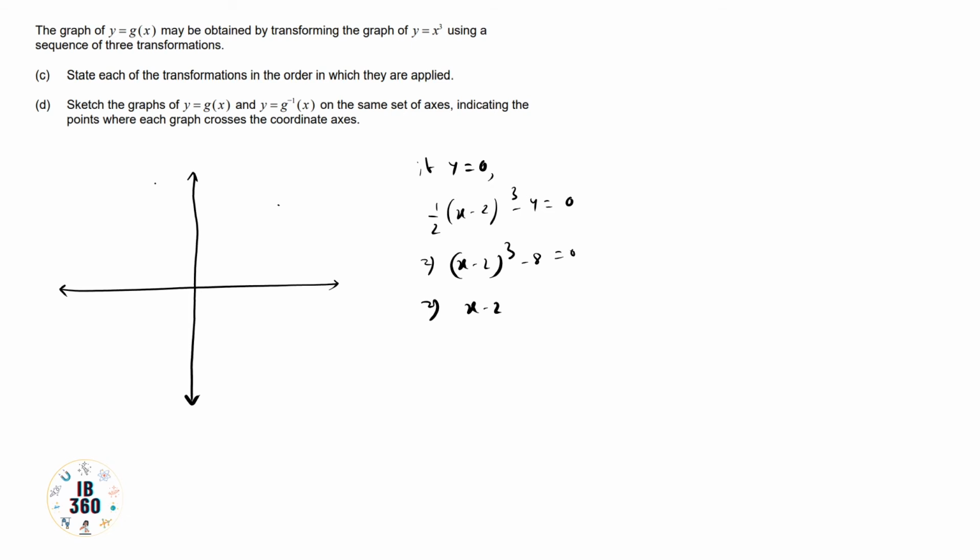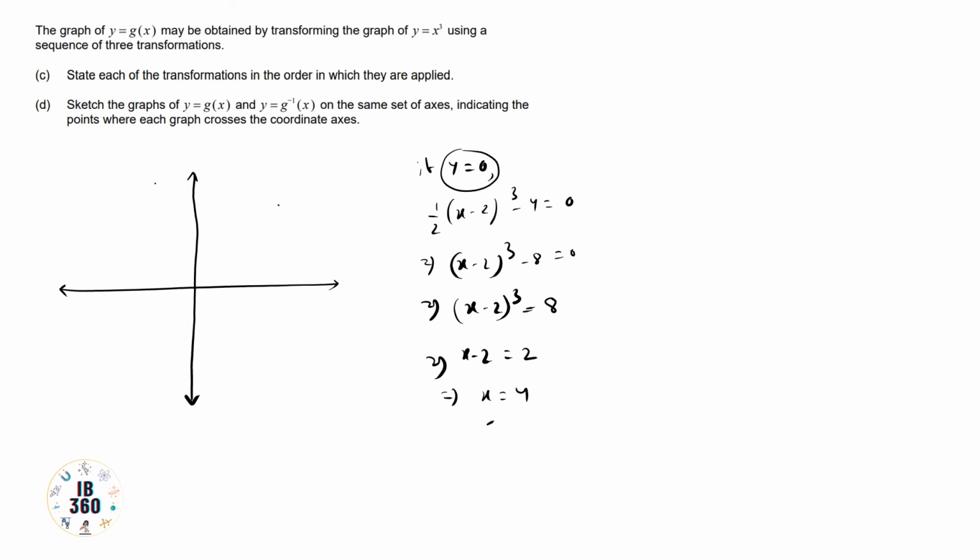So we are getting (x minus 2) whole cube equals to 8. If it is equals to 8, then obviously x minus 2 equals to 2 and x equals to 4. So at y equals to 0, the value of x is 4, or vice versa, when x equals to 4, the value of y will be 0.